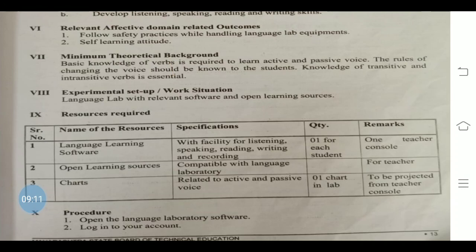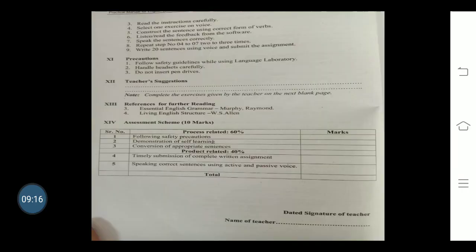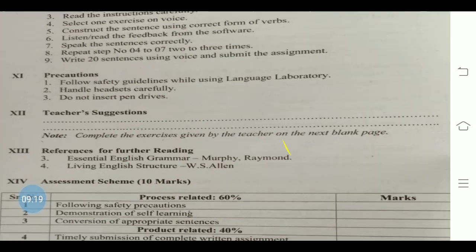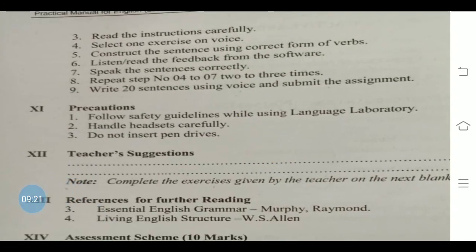Okay, how to perform it? Open the language laboratory software, log in to your account. Next, three, read the instructions carefully, select one exercise on voice. Fifth, construct the sentence using correct form of verbs. Listen and read the feedback from the software. Speak the sentence correctly. Repeat the step number 4 to 7, 2 to 3 times. Write 20 sentences using voice and submit the assignments.